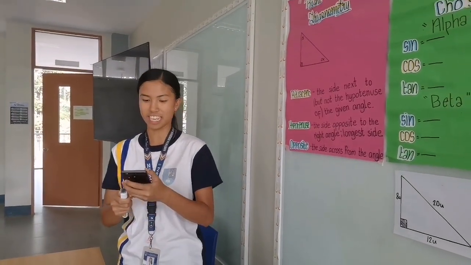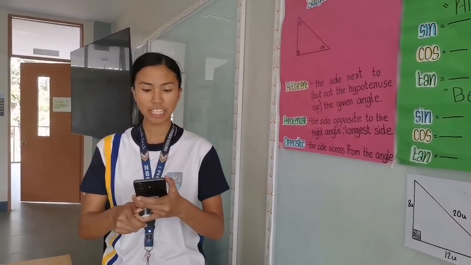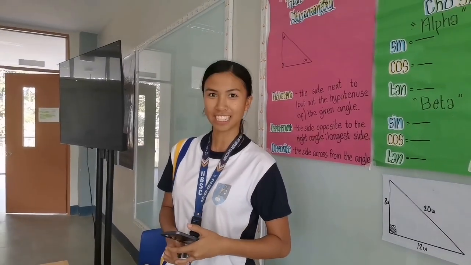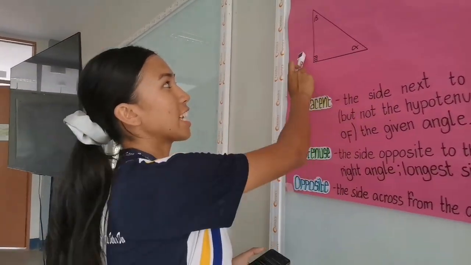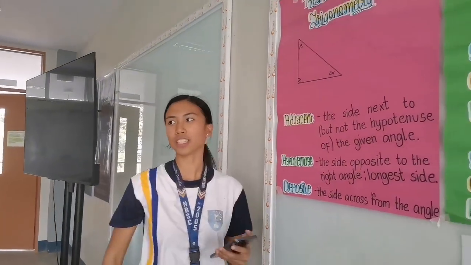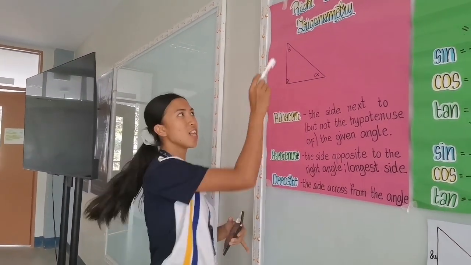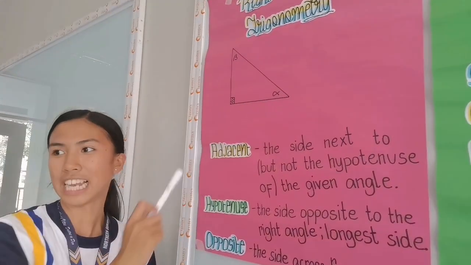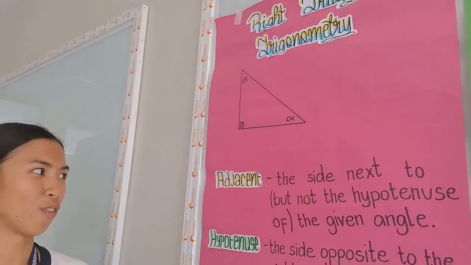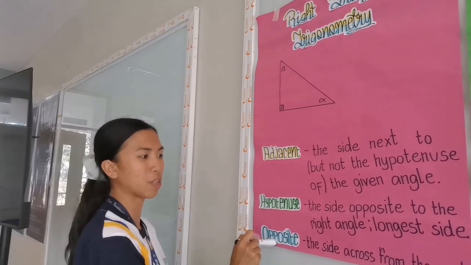So first, let us understand what a right triangle is. A right triangle is a triangle that has one angle equal to 90 degrees. The side opposite to the 90 degrees is called its hypotenuse, which is also known as the longest side of the triangle. The two other sides are called the legs. There are two types of legs, namely the adjacent and the opposite.